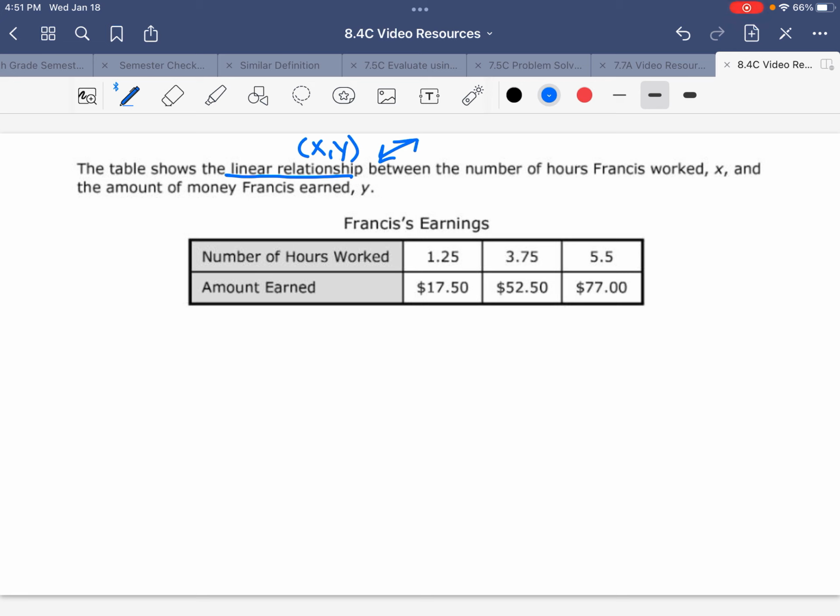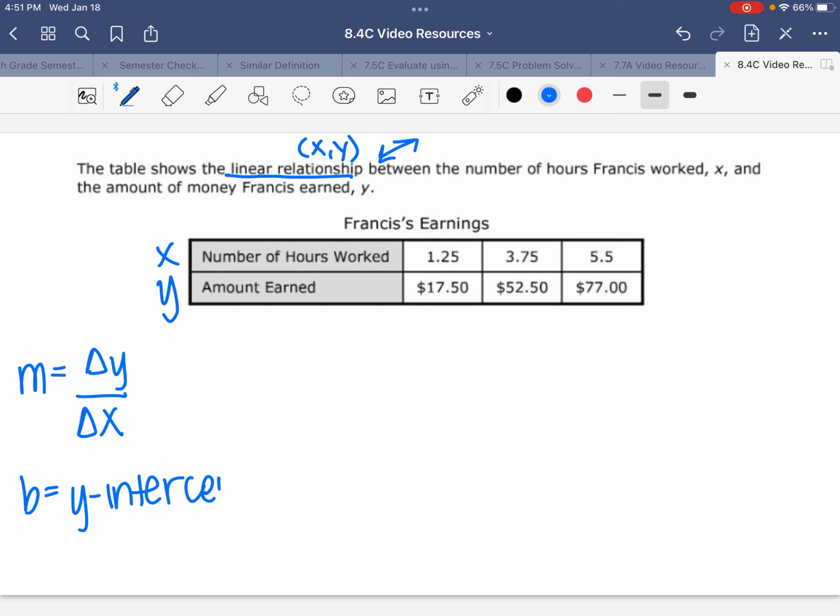So this table shows a linear relationship between the number of hours Frances worked, X, and the amount of money Frances earned, Y. And the problem goes on to say that we want to find the y-intercept and we want to find the rate of change, or our slope. So our slope we can find by looking at that change in y compared to the change of x. And our b, which is our y-intercept, is just that initial value. It's that constant number.